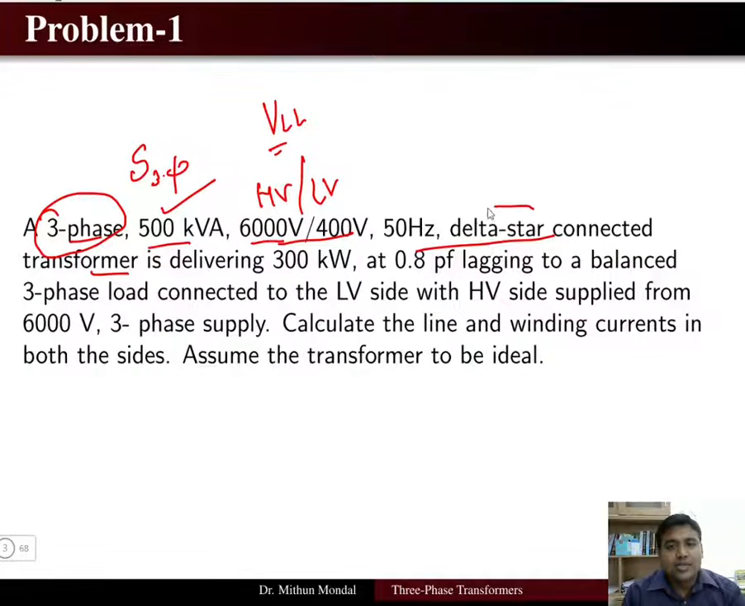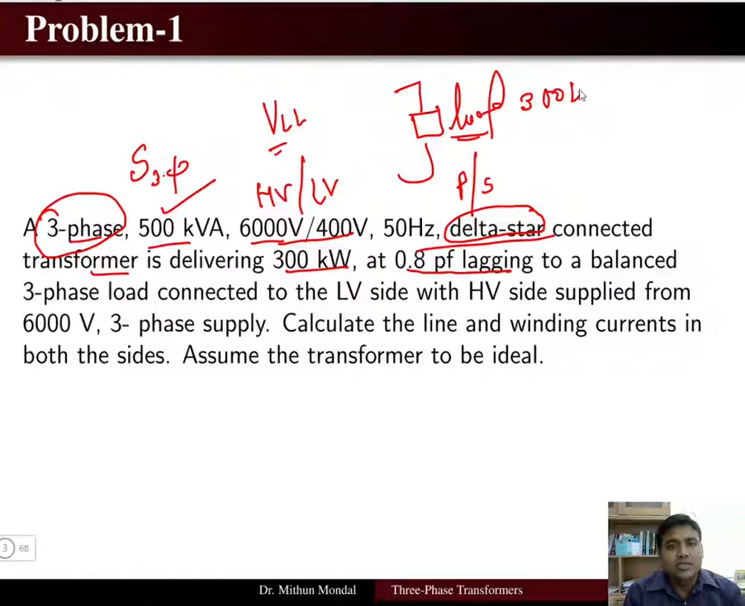Now it is a delta-star connected transformer, meaning the primary is connected in delta and the secondary is connected in star. It is delivering 300 kilowatt at 0.8 power factor lagging. The information given for the load also corresponds to three phase. So the 300 kilowatt is the power of the load for three phase, and the power factor is 0.8 lagging.